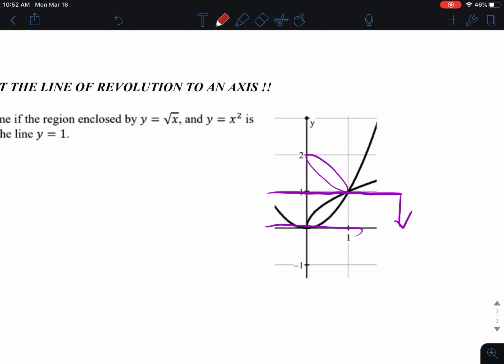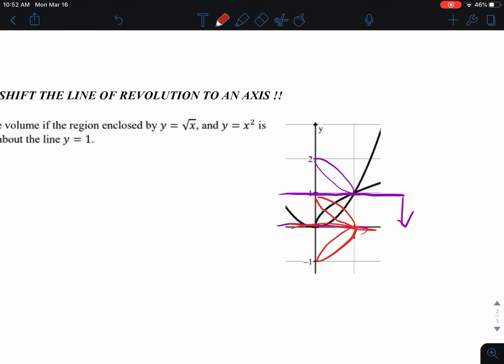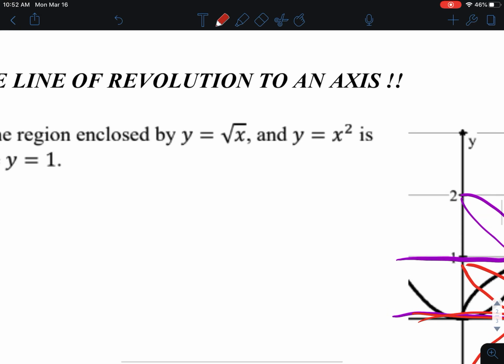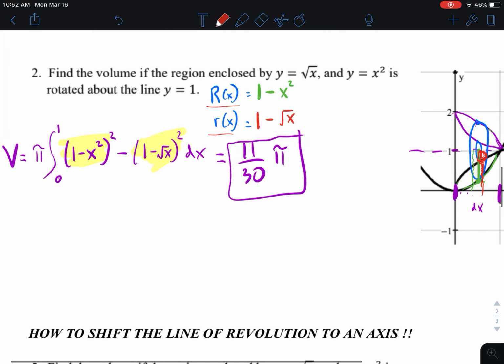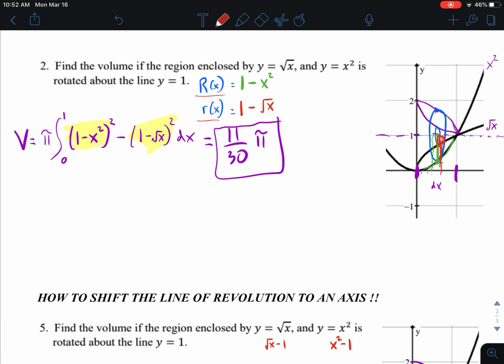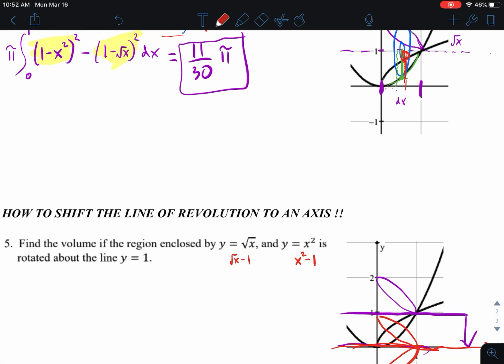So in red, the new axis of rotation will be here. The new function would actually be here. And the rotation would end up here. Okay? Basically what you would do is you're taking the original functions and just turning them into radical x minus 1 instead, and x squared minus 1 instead, just so that your axis of revolution is actually on the x-axis. Okay? It's just another way to do the exact same problem we did. It's not easier or more difficult. It's just another way.